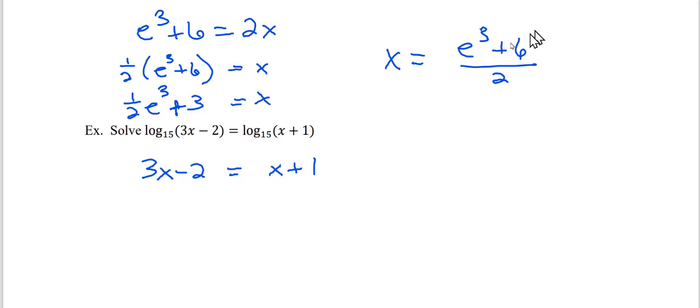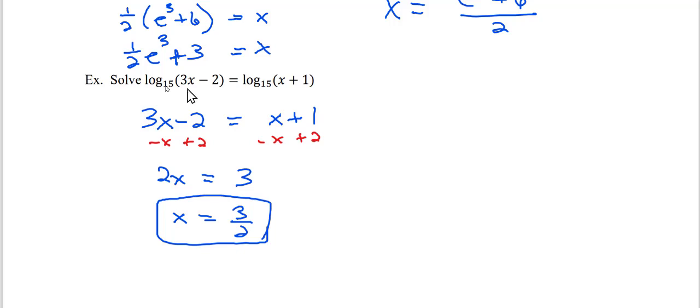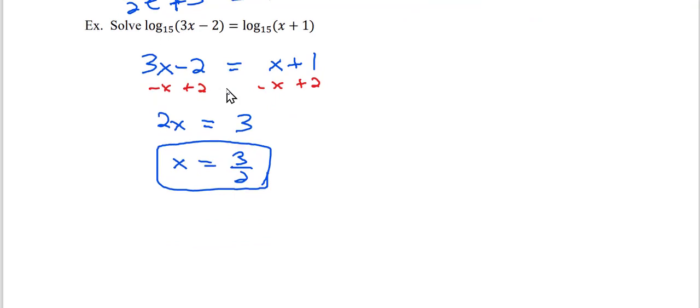Subtract x from both sides. Add 2 to both sides to get the variables on one side. You have 2x equals 3. Divide by 2, you get x equals 3/2. I just do a quick mental check up there to make sure that I don't get any negatives inside either of my logs. The right-hand side is clearly okay. You get 5/2. The left-hand side, you get what? 9/2 minus 2. Still positive. It's okay.